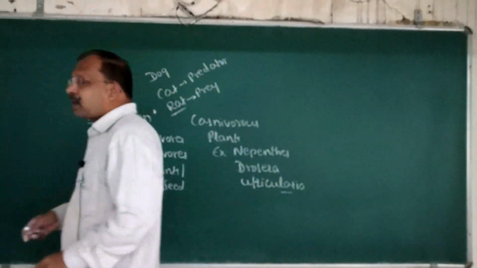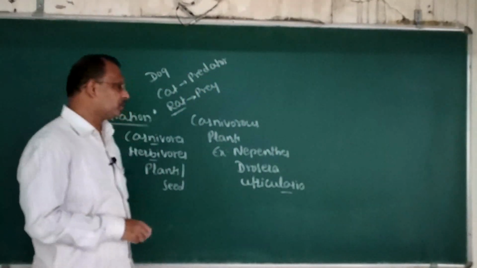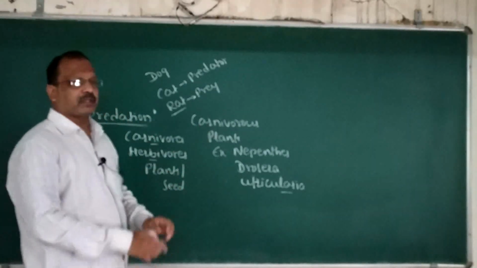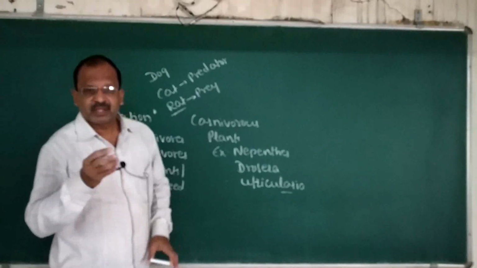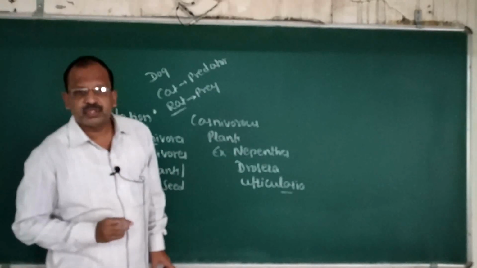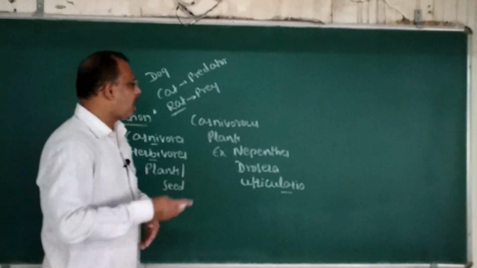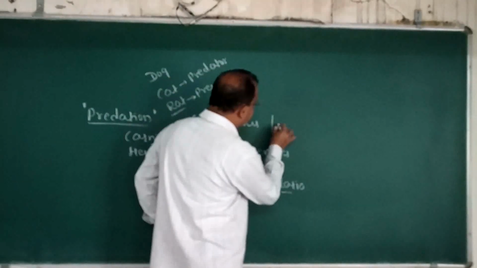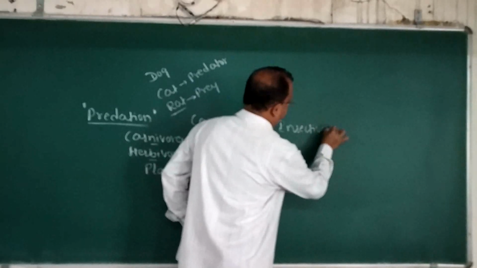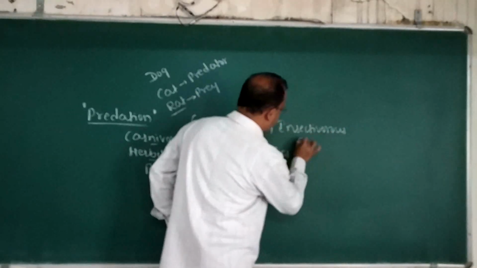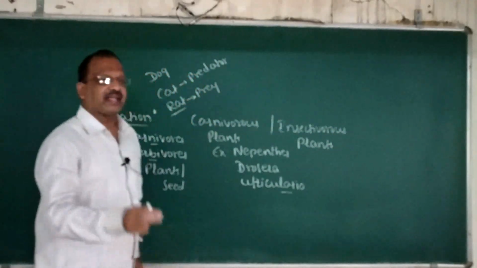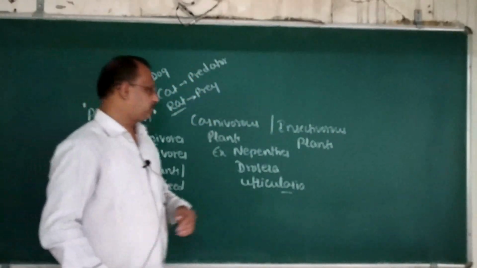Okay. So there are some carnivorous plants also there in nature, that you have come across in PUC first year, chapter Morphology of Flowering Plants. Carnivorous plants are nothing but insectivorous plants. The plants which feed on insects are called insectivorous plants.